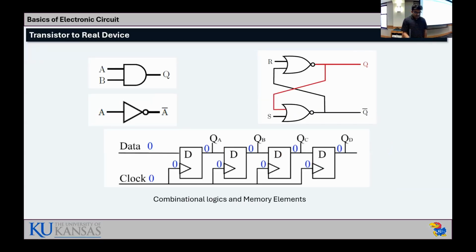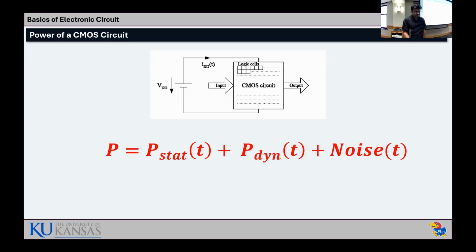And another thing for these CMOS transistors, the total power of these circuits is a combination of three types. One is static power, one is dynamic power, and another one is noise. Every circuit, every system has some noise, so we'll not talk about that.